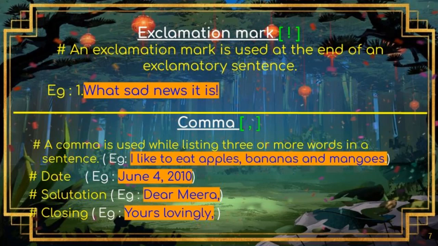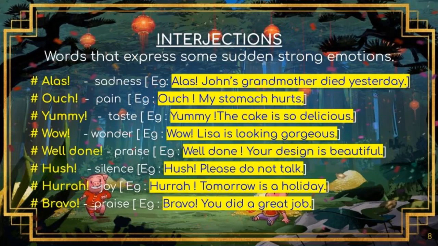Let's move to the last one, that is closing. Students, we need to include a comma after the closing also, which is the word we put before our signature. For example, Yours lovingly, Students, now we are going to revise interjections. What do you mean by interjections? Words that express sudden, strong emotions.